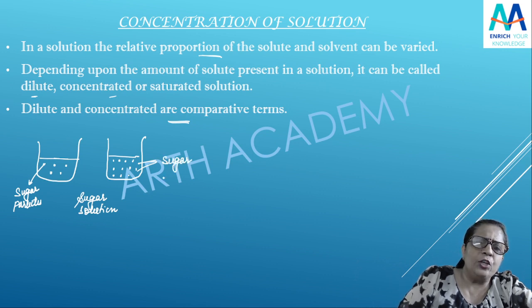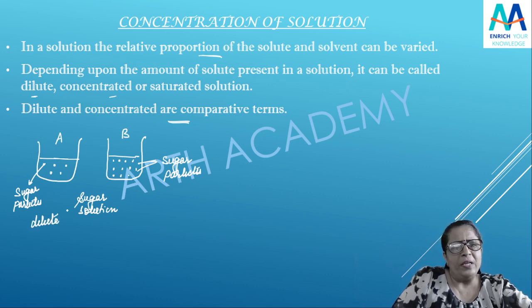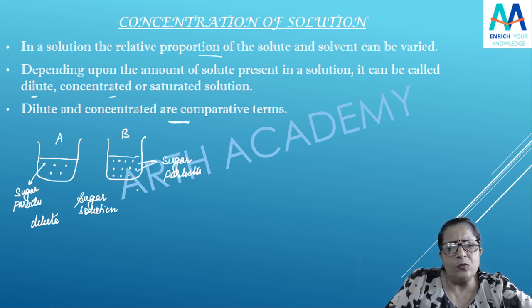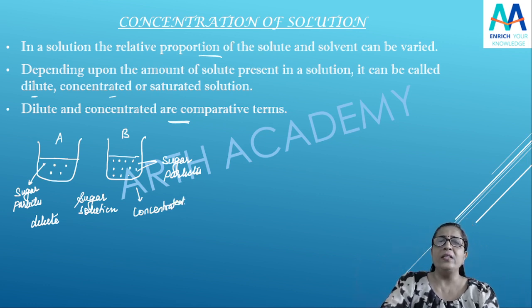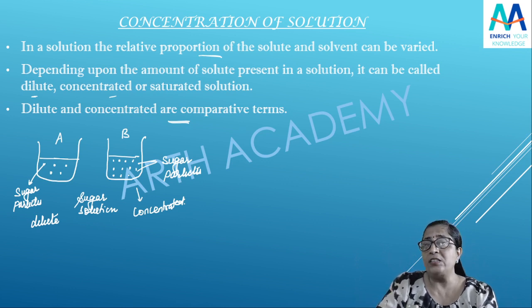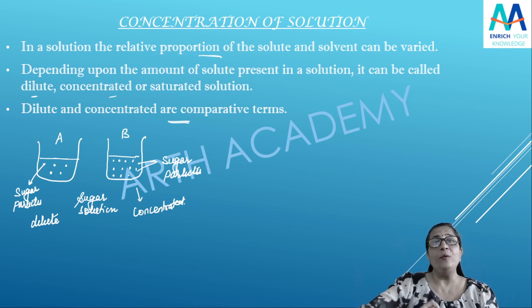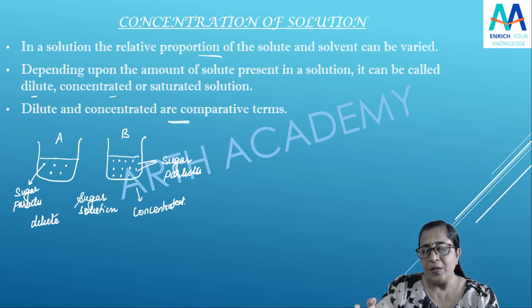So this is beaker A and this is beaker B. Can you see the particles are less in A? So this is your dilute solution. And here the sugar particles are more. So this is what we call a concentrated solution. I hope it is understood what is concentrated and what is dilute. Whenever the solute in a solution is quite small as compared to the solvent, it is dilute. Yes, concentrated means the amount of solute will be more as compared to the solvent. So that will be the concentrated solution. I hope this is clear.